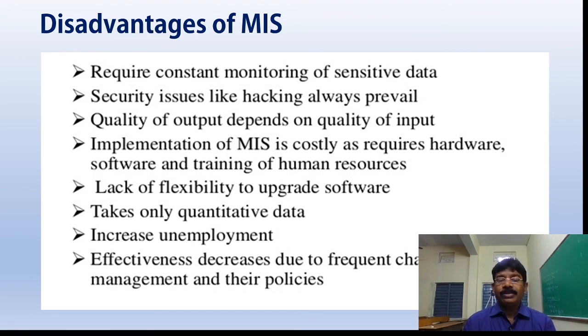Okay. Increased unemployment because of usage of computers. Unemployment may increase. On one side of the coin, employment was increased due to MIS because trained professionals are needed. Effectiveness decreases due to frequent changes in top management and their policies. Data provides the management a basis to think and frame new policies. Because of that, the effectiveness may decrease.